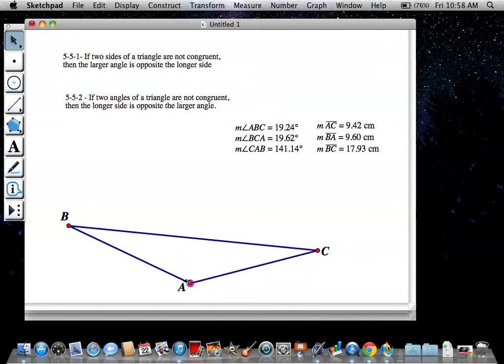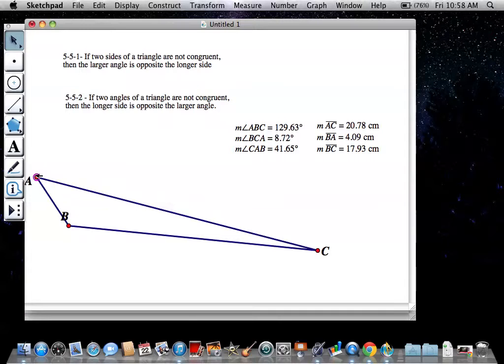If I move it around, here the biggest side is this one right here, AC, so it should be with the biggest angle. The smallest side is BA right here, so that means the smallest angle should be C. So that's those two theorems. The longest side is opposite the biggest angle, and the biggest angle is opposite the longest side.